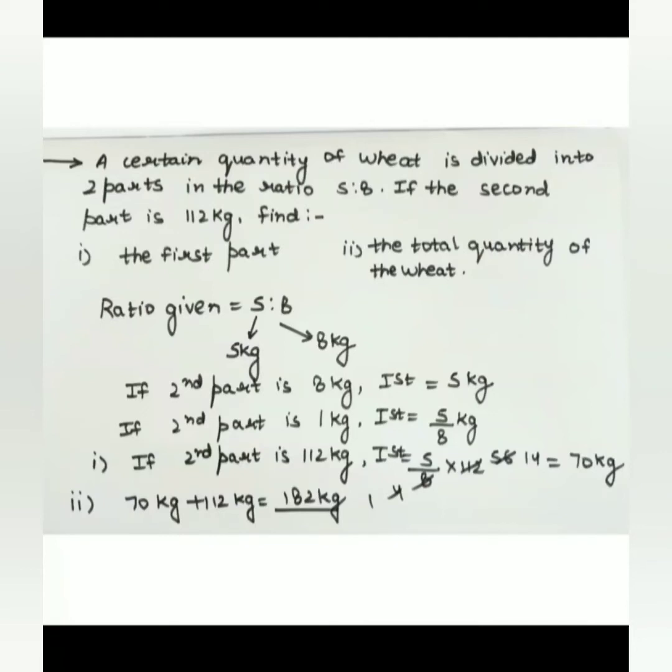We'll be seeing in which table it is getting cancelled. After doing all the calculation, we are getting 5/8 into 112 gives you 70 kg. 70 kg is the portion of our first part, and the second part is already given to us, 112 kg. In the next part, they are asking the total quantity of the wheat. 70 plus 112, that is equal to 182 kg.